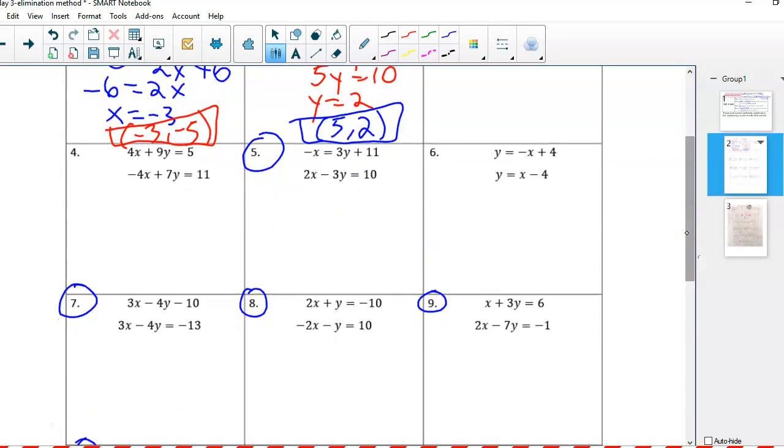Okay. For number 5, are these lined up? No. This has x on one side and this has x and y. So we need to move this y to the other side so that they are lined up by subtracting.